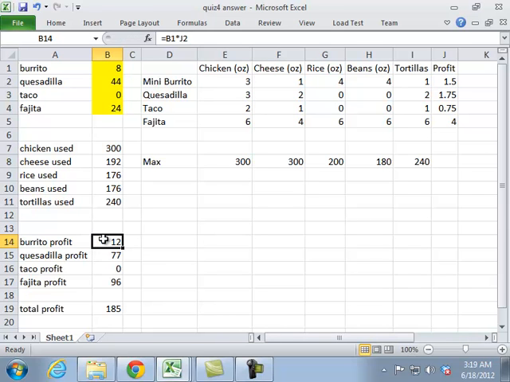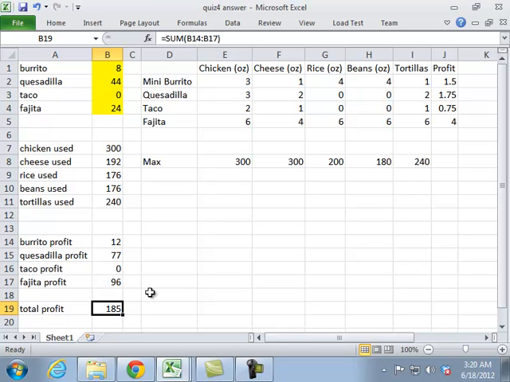It's $1.50, as it says in the case. So the burrito profit is the number of burritos times the profit per burrito. The quesadilla profit is equal to the number of quesadillas times the profit per quesadilla. And it didn't have to be broken out separately here. It could have been one long equation, but if you broke it out separately, that's fine. Giving us a total profit, once you add all of those together, of 185 for this particular product mix.